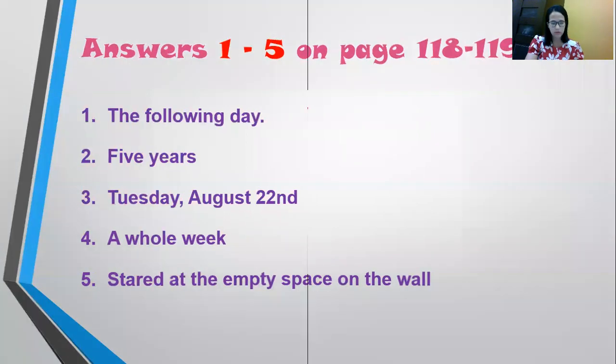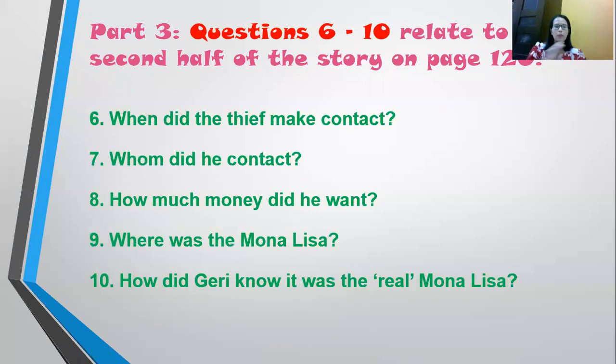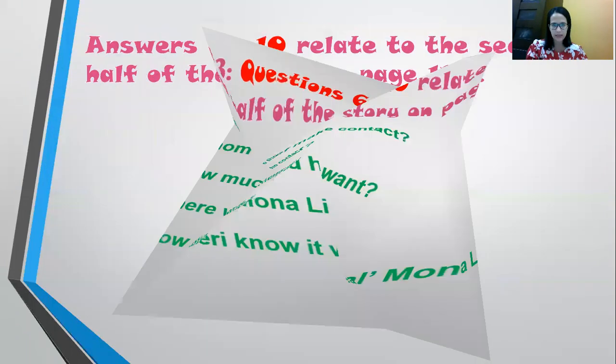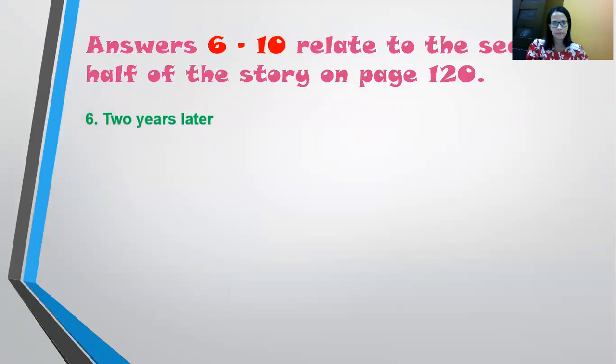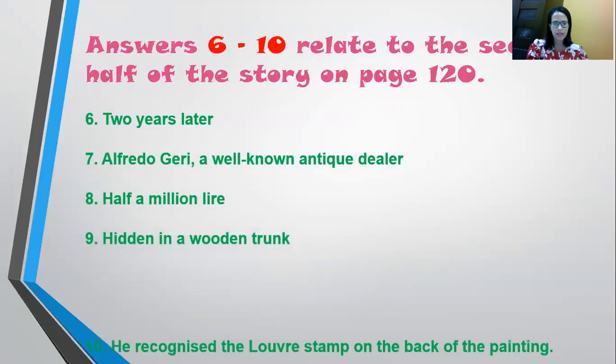Okay, now let's move to another question. When did the thief make contact? He made contact after 2 years. Remember, right? Whom did he contact? An antique dealer named Alfredo Gary. How much money did he want? Half a million lire. Where was the Mona Lisa? Remember when he hid it, right? At the bottom of his wooden trunk. How did Gary know it was the real Mona Lisa? Because it has a stamp, right? The Louvre stamp on the back of the painting. Yes: 2 years later, Alfredo Gary, half a million lire, hidden in a wooden trunk.